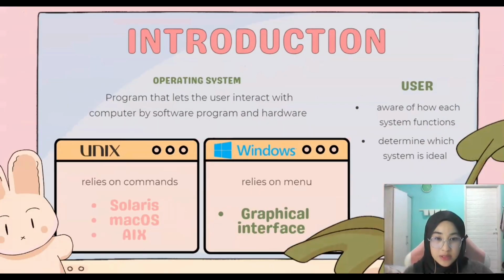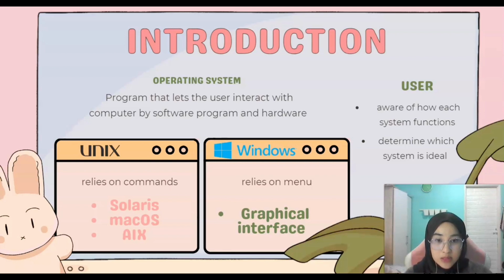An operating system is defined as a program that lets the user interact with the computer through the use of software programs and hardware. There are essentially two main methods for doing this. Use of a command line operating system or command line interface, CLI, such as Unix or Linux comes first. Solaris, macOS, and AIX are some examples of Unix. The usage in a graphical interface such as Windows is the other. In conclusion, Unix relies on commands, whereas Windows relies on menus.